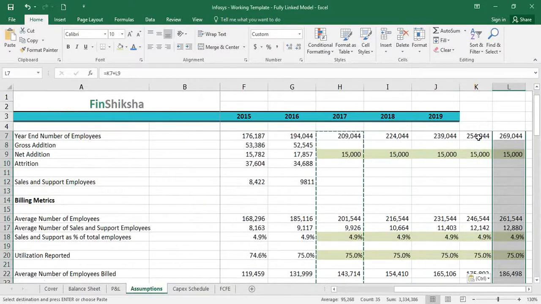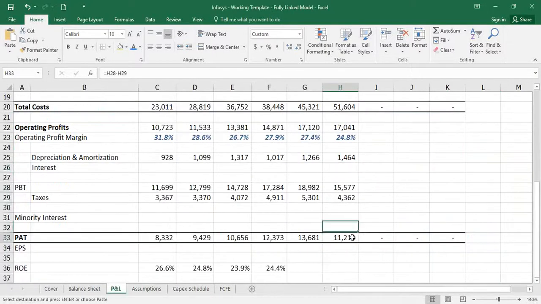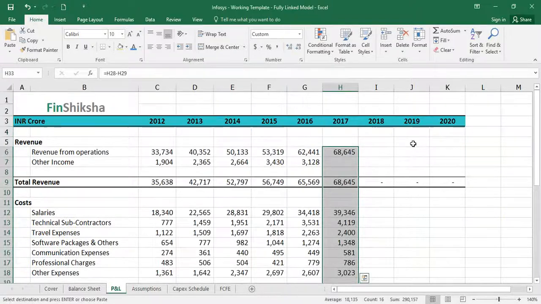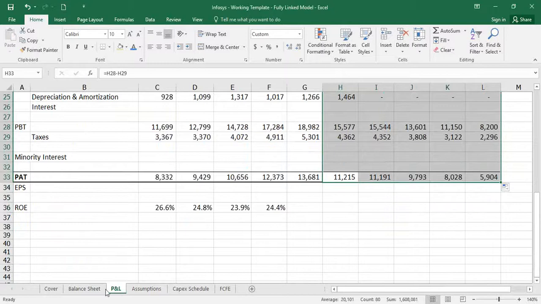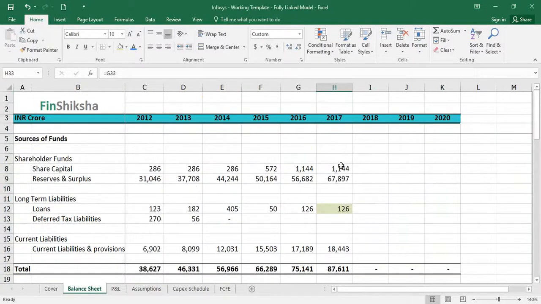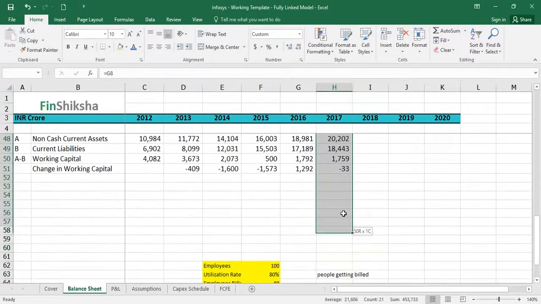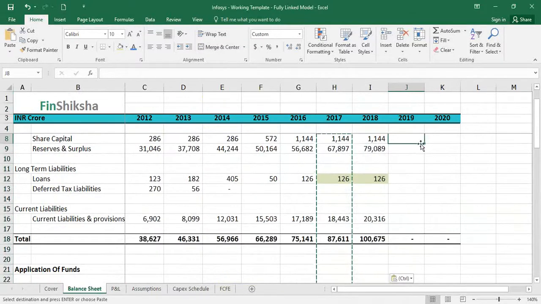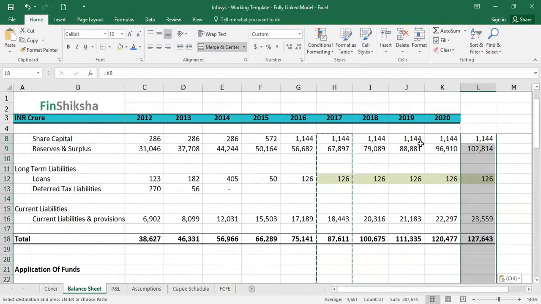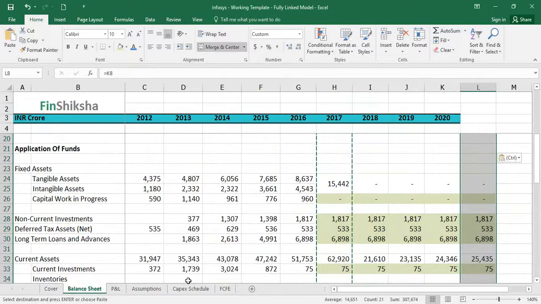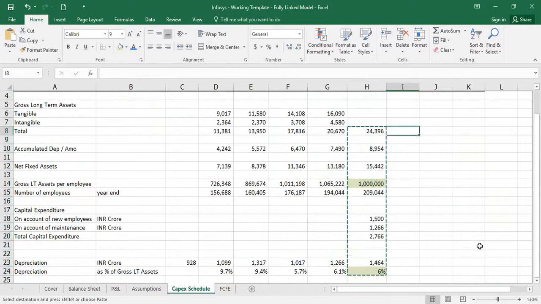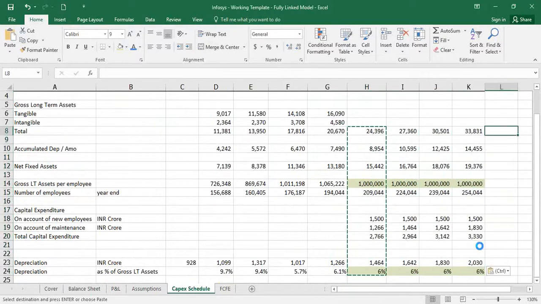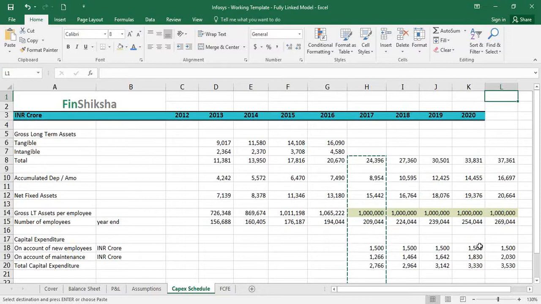So I'm going to do this for 4 more years. I'm going to do the same with my P&L, where honestly I can just drag it for the next 4 years. I'm going to do the same with my balance sheet, where I'm going to basically copy and paste it for the next 4 years, right? And I'm going to do this with the capex schedule, where I'm going to take this entire set, Control C, Control V for the next 4 years, 2017 onwards.